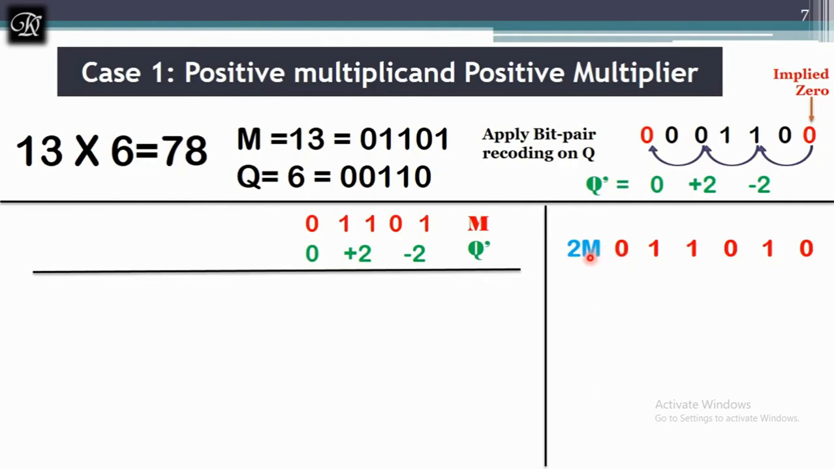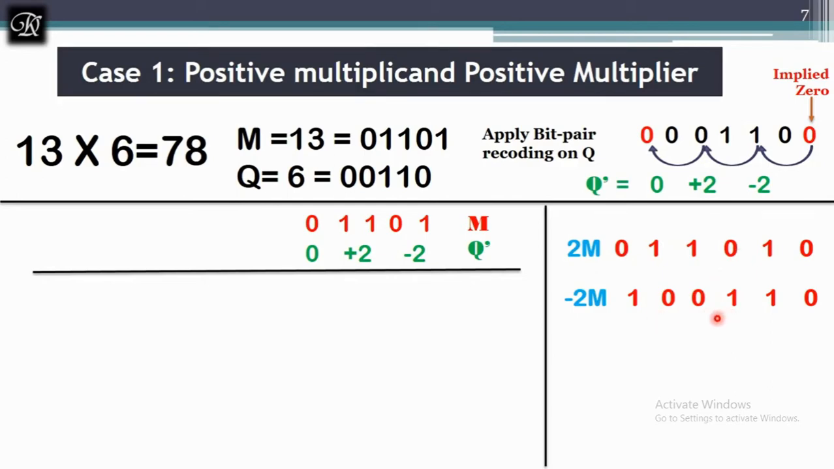And now you should know the negative version of this 26 also, because you are multiplying a positive 13 with a negative 2. It means it is negative 26. How to find negative 26? It's easy. Find the 2's complement of 26 that we have here. As I have told you with a shortcut, keep everything until the first 1 as it is, and after that find the 1's complement of the remaining bits. So we got this -2m.